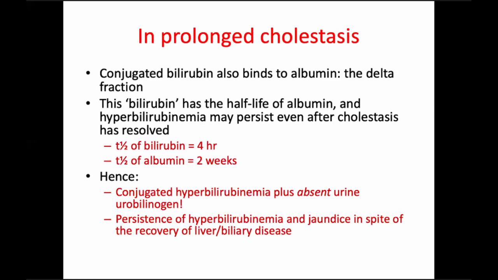So now we have a situation where there's conjugated hyperbilirubinemia plus absent urine urobilinogen, because the cholestasis is now corrected. So you have persistence of increased bilirubin and jaundice in spite of the recovery of the hepatic or biliary disease. If the patient is otherwise recovering from the liver or biliary disease, and there's no increased urobilin in the urine, then you don't have to worry about the bilirubin being elevated. You just have to be patient and watch a little more for the bilirubin to disappear gradually.